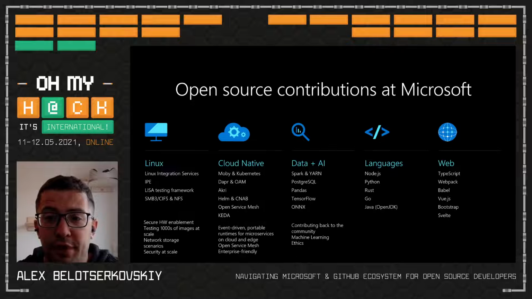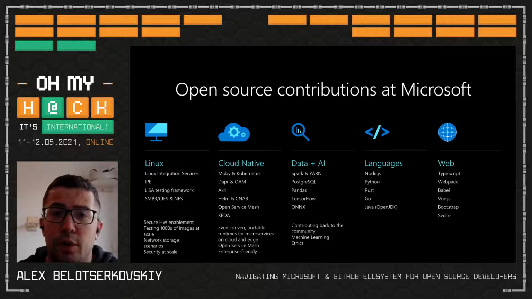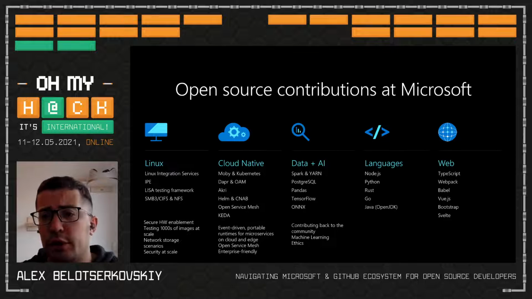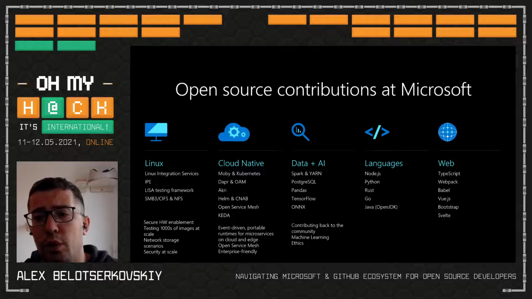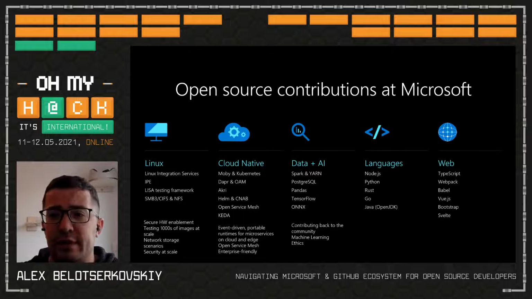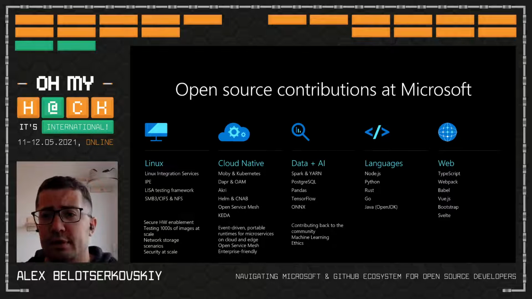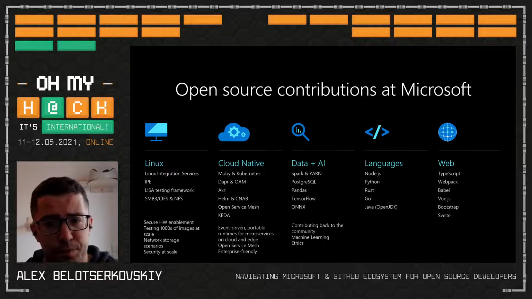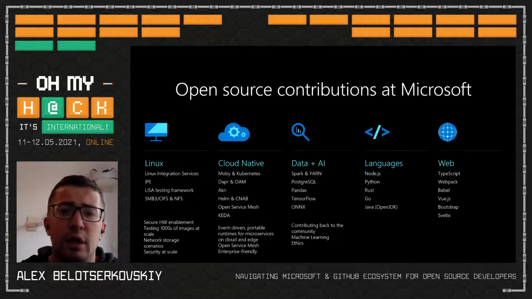So all of this follows open source contributions at Microsoft. We have some strategic areas where we are investing a lot: Linux, cloud native, data and AI, languages, and web. I'm not going to cover a lot of Linux, but to name a few, our strategic topics of Linux investment, where we are investing super actively, super heavily, is secure hardware enablement. So if you have a TPM or whatever, yep. So this is a topic of our investment.